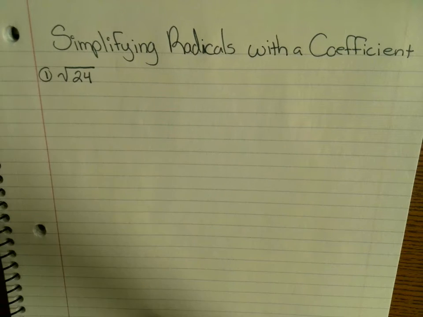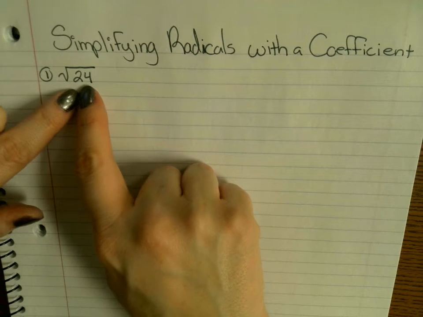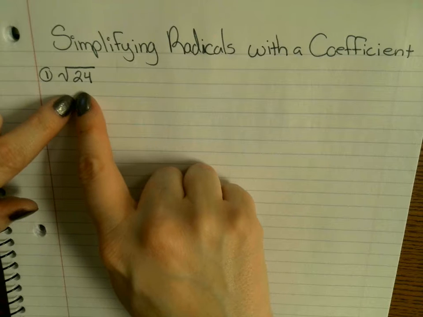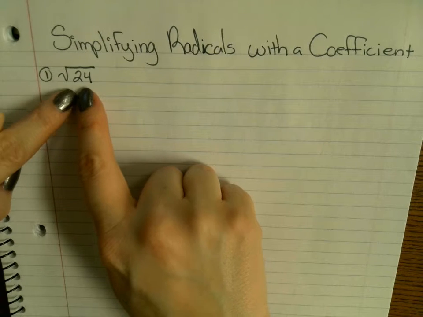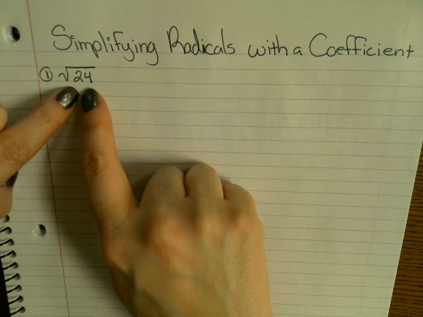25 is too big, right? So then I want to go down a little bit smaller. What's the next perfect square that's smaller than 25? Mylin? 16. Can 16 go into 24, guys? Yes or no? No, it can't. Okay, so then we go smaller.